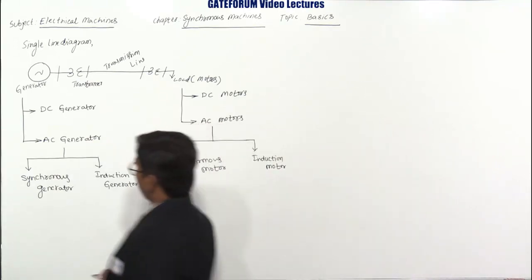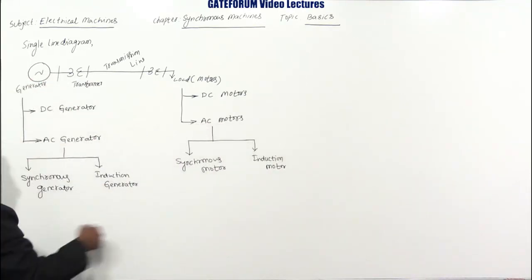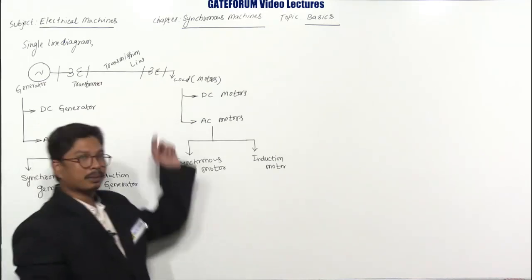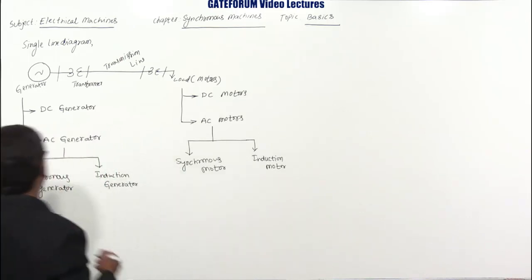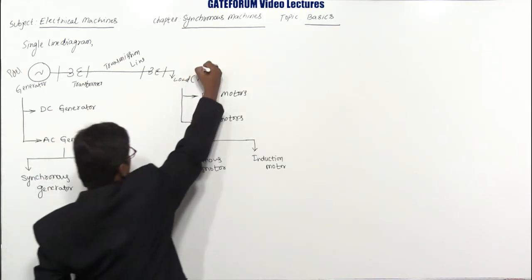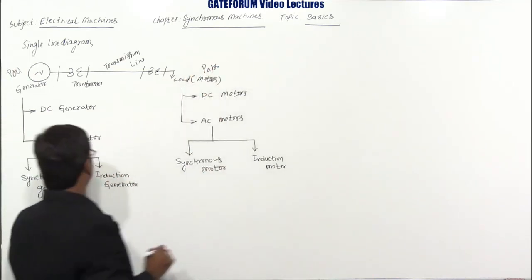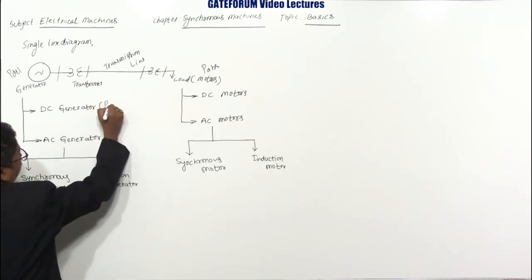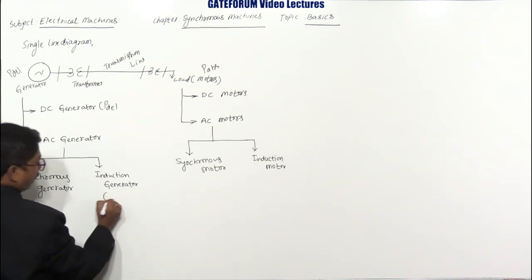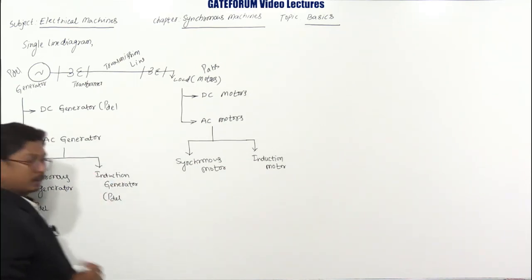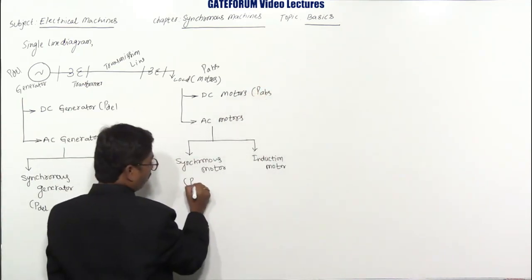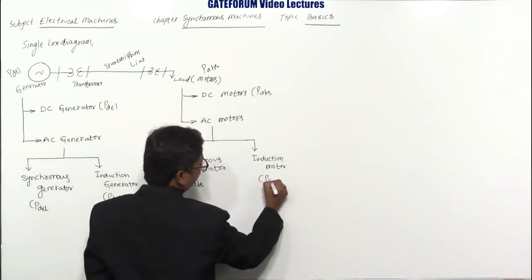Now, as the name suggests, all these are generators. A generator always delivers active power. Any machine which delivers active power is a generator, and any machine which absorbs active power is a motor. So the DC generator, synchronous generator, and induction generator always deliver active power. Similarly, the DC motor, synchronous motor, and induction motor always absorb active power.